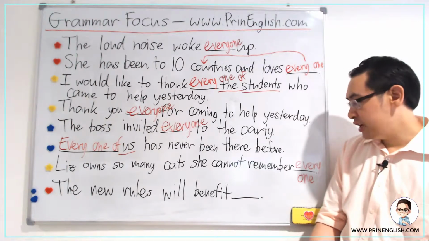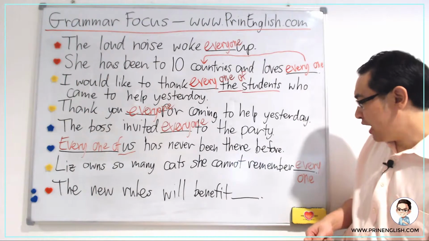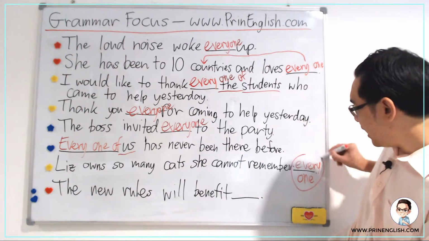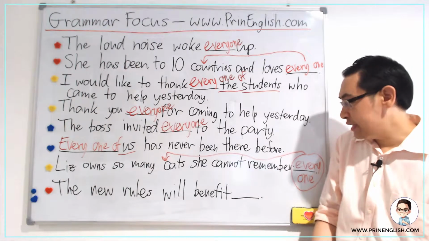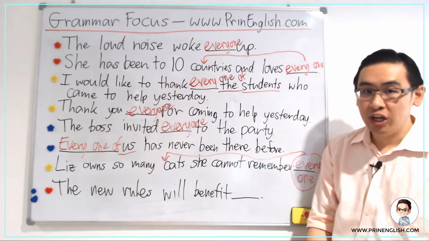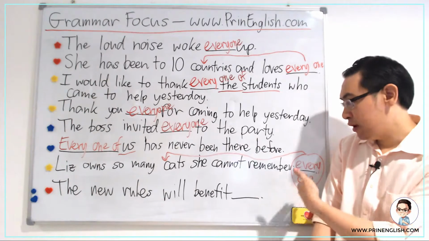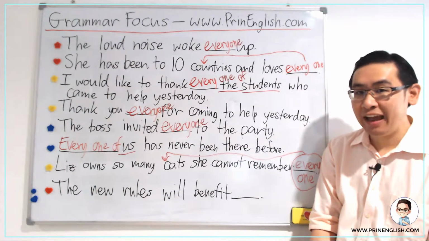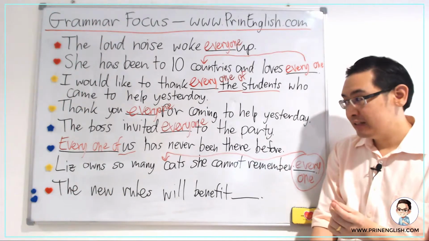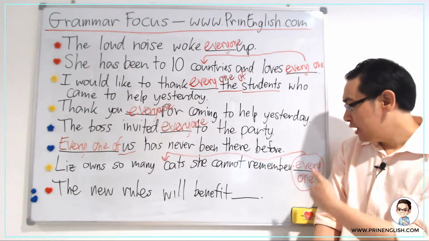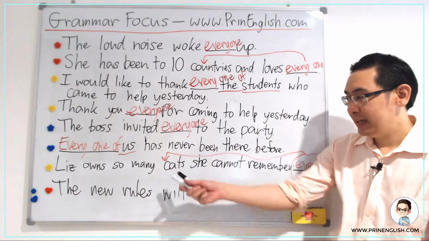this? First, we are referring back to a previous thing, so every one here actually refers to cats. Okay, and secondly we're not talking about people, we're talking about cats, so we don't use everyone with cats anyway. That's why we need every one with a space.